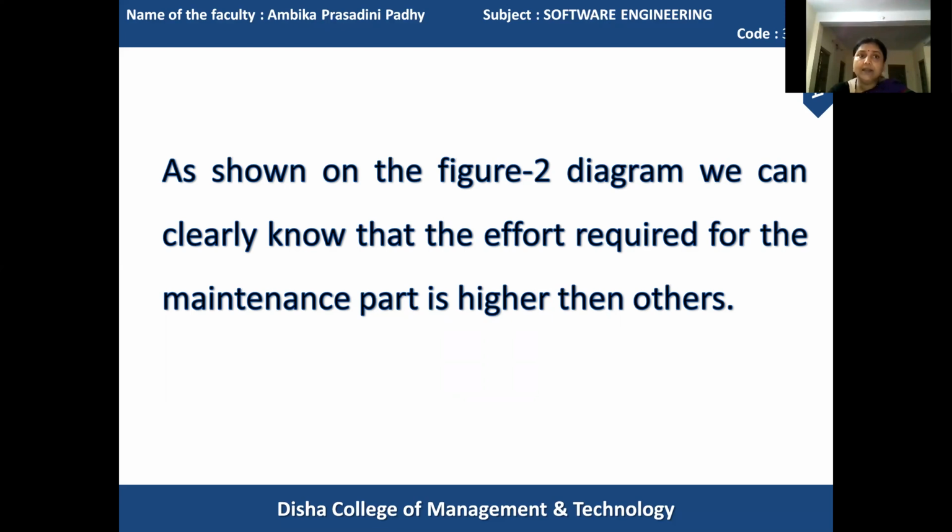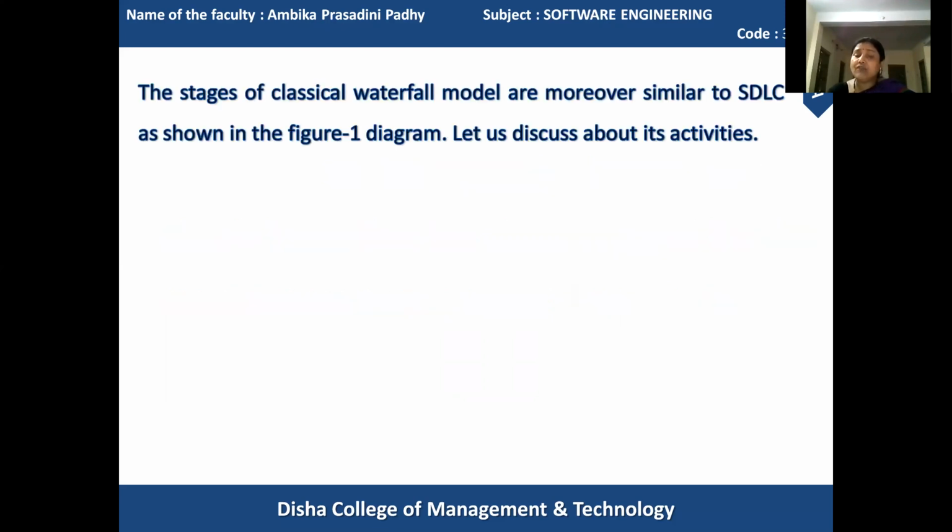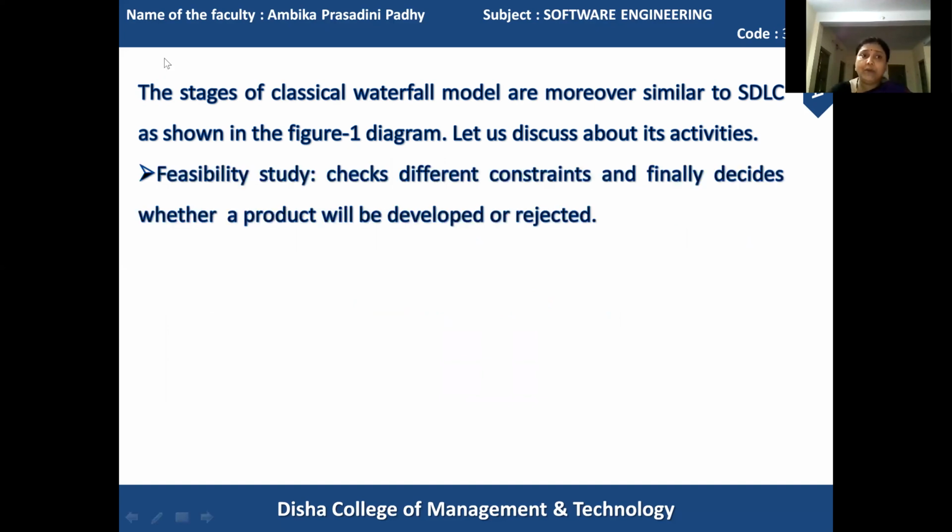Got it? Then we come to the stages of the classical waterfall model. Those we have already mentioned regarding its points in the SDLC, software development life cycle. As shown in your diagram, figure 1, you can view the different life cycle activities that we have to perform. And in the feasibility study activity, what do we perform? Here we check the constraints of the system, and we decide whether the software product is going to be developed or rejected.